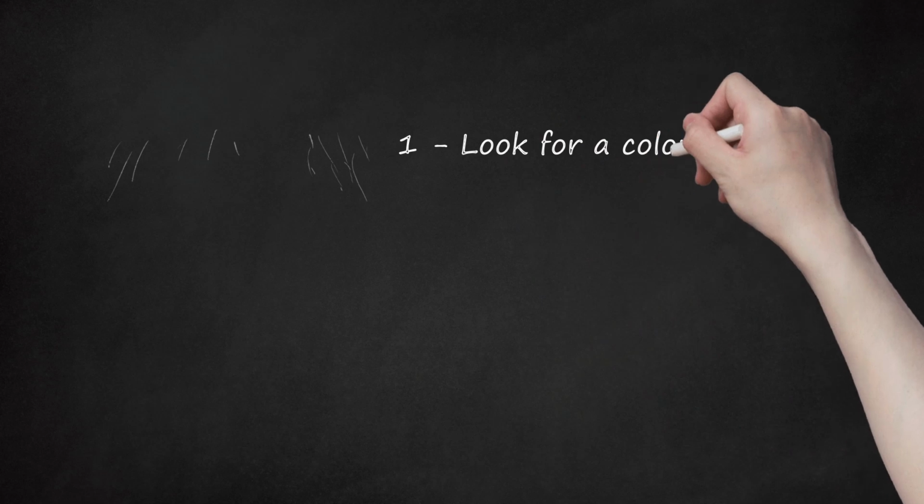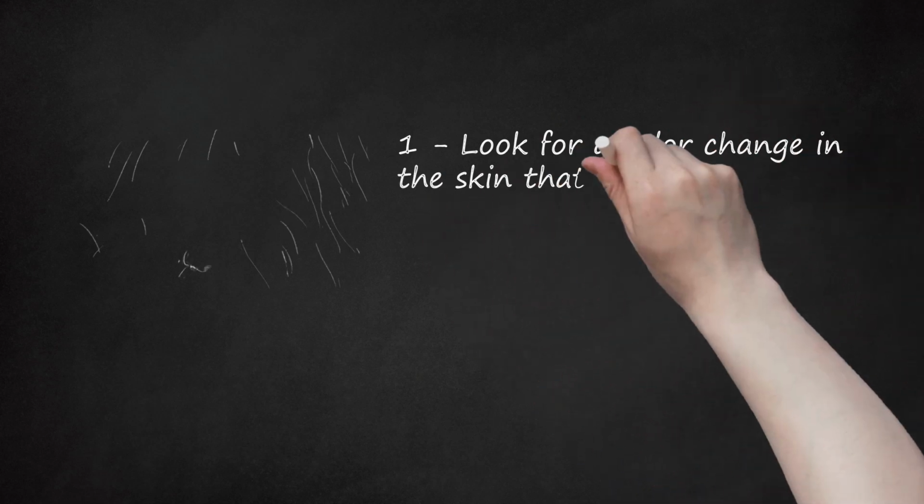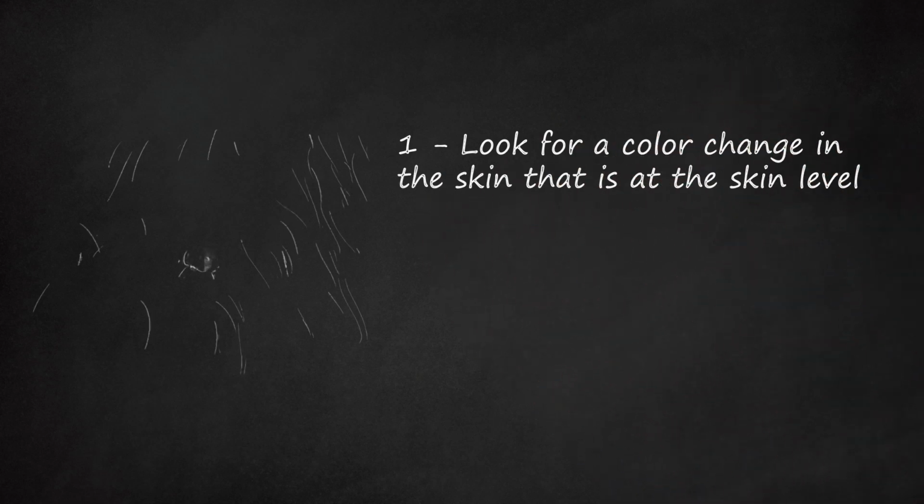1. Look for a color change in the skin, that is at the skin level. This is a macule. It can adopt several colors such as the blue nevus and black nevus, which occur in typical moles. It can also occur in the condition which is called vitiligo, which is a hypopigmentation of the skin due to the lack of the pigment melanin in the skin.